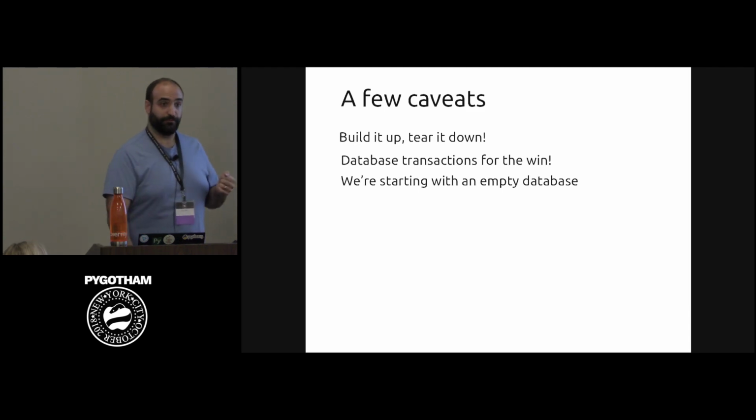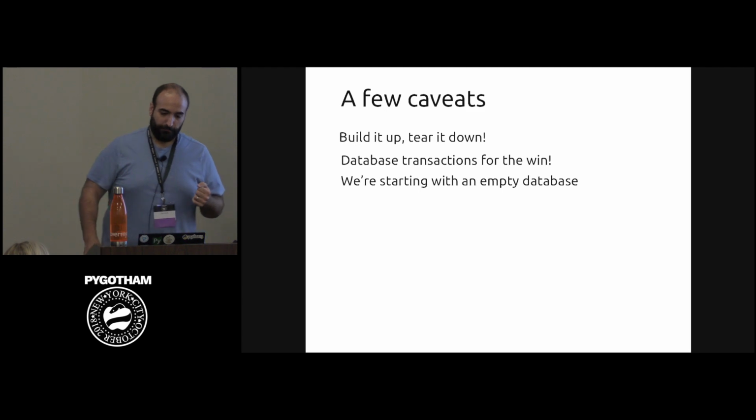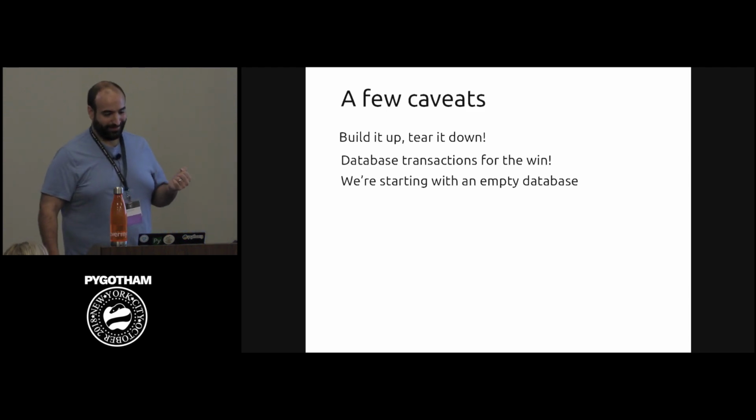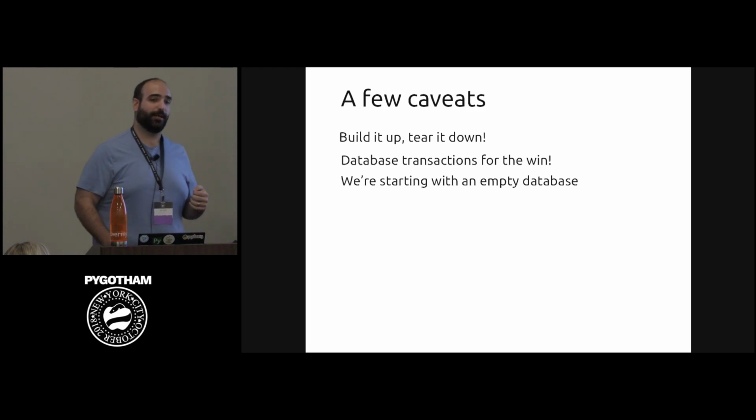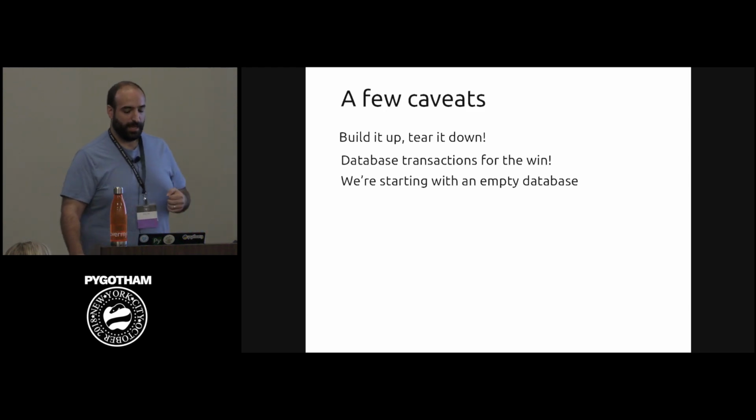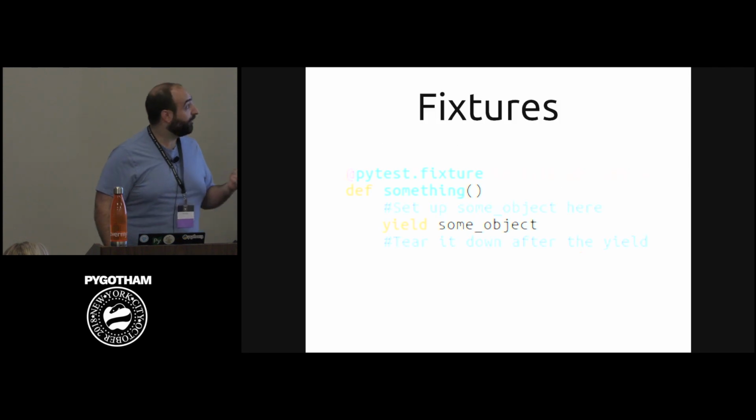So that brings us to the fixtures part of this talk. So fixtures are Python functions or methods that can be used to set up the conditions for our tests. In this pseudo example that we have, oh wow.